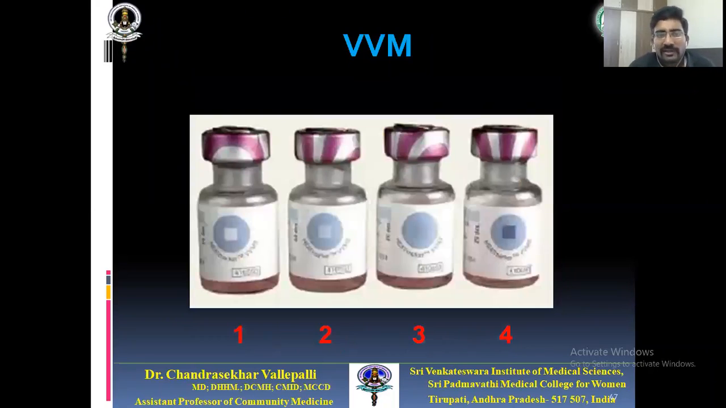So again, you can tell which vials we can use. 1 and 2. Excellent. So 1, 2 we can use. 3, 4 we have to discard.